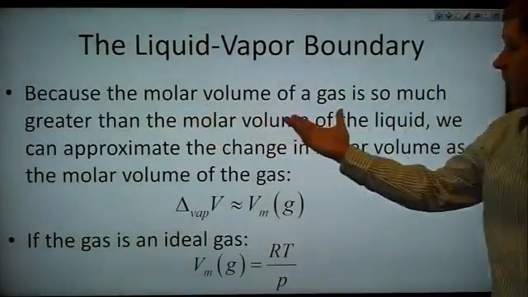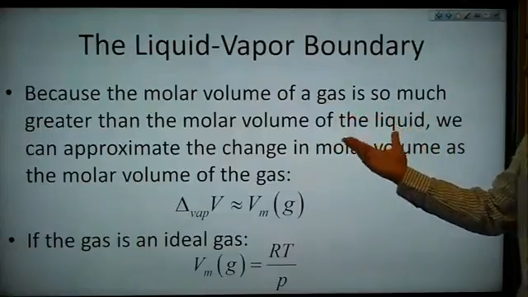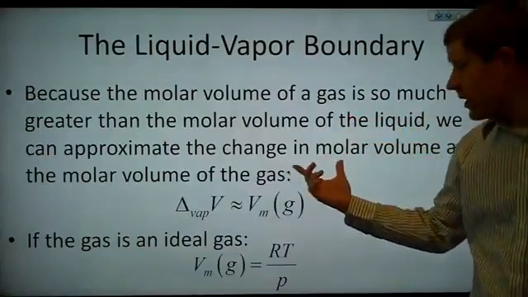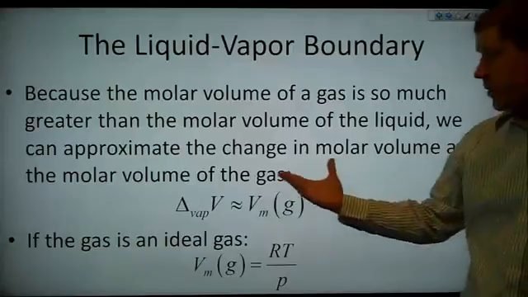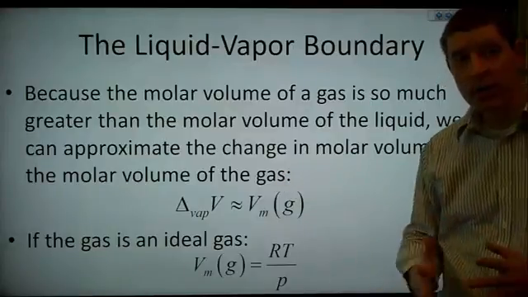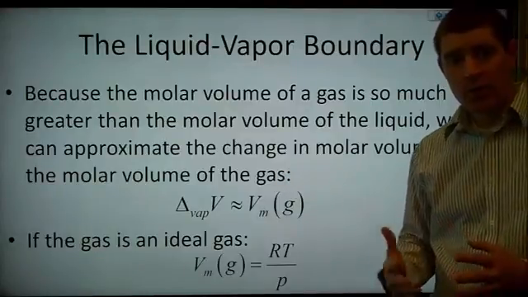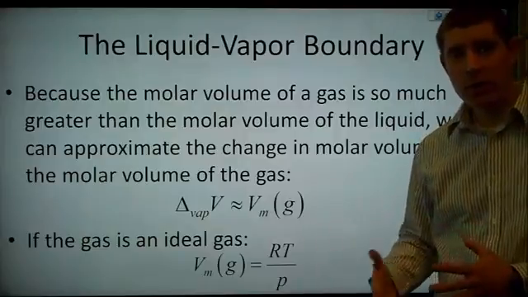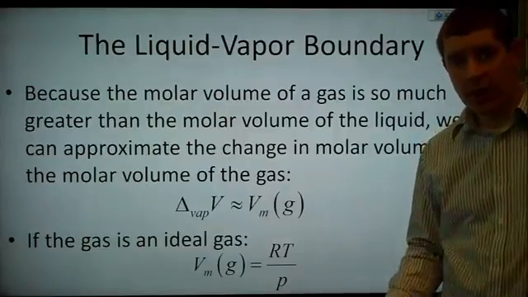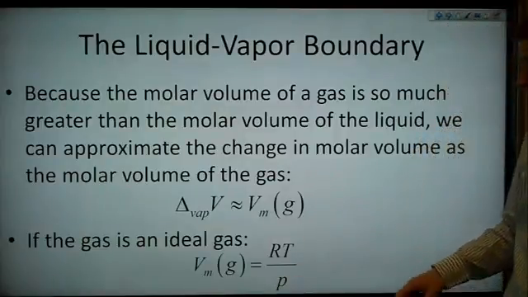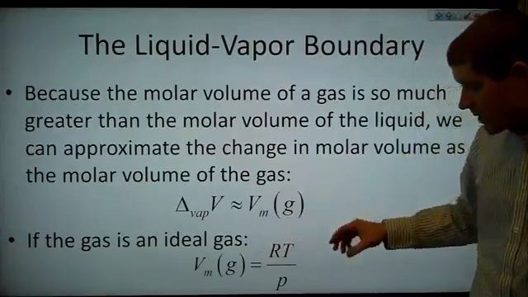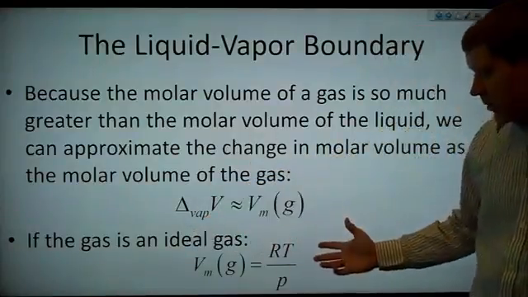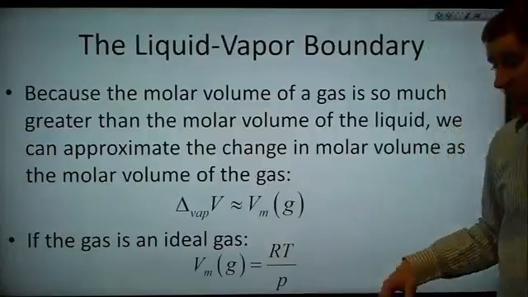So, because the molar volume of a gas is so much greater than the molar volume of a liquid, we can approximate the change in molar volume as just the molar volume of the gas. So we're ignoring the molar volume of the liquid here, because it is going to be so much less than the molar volume of the gas, we can ignore it. So if the gas is an ideal gas, then the molar volume of the gas is equal to RT divided by P.